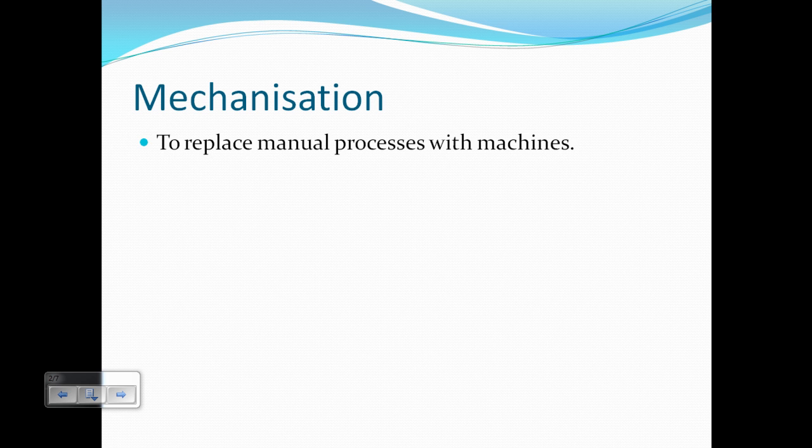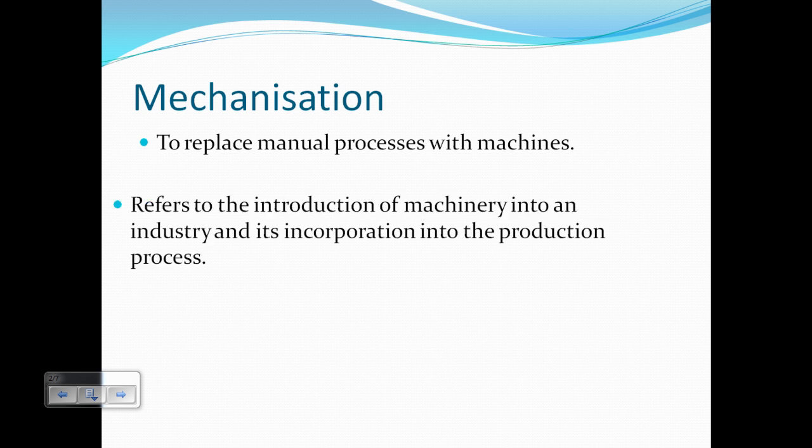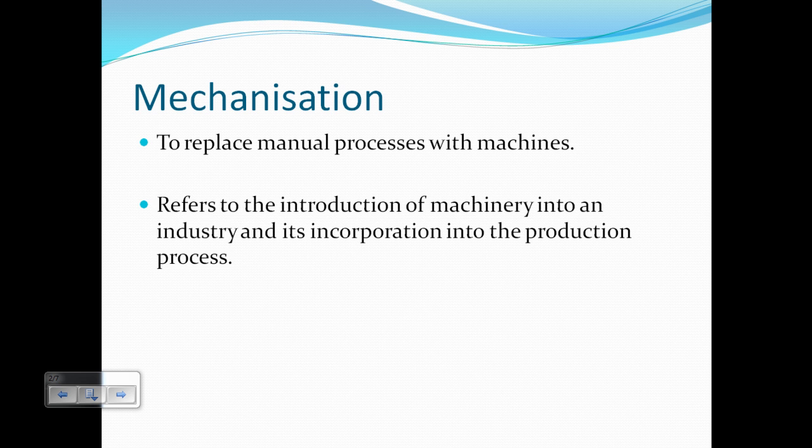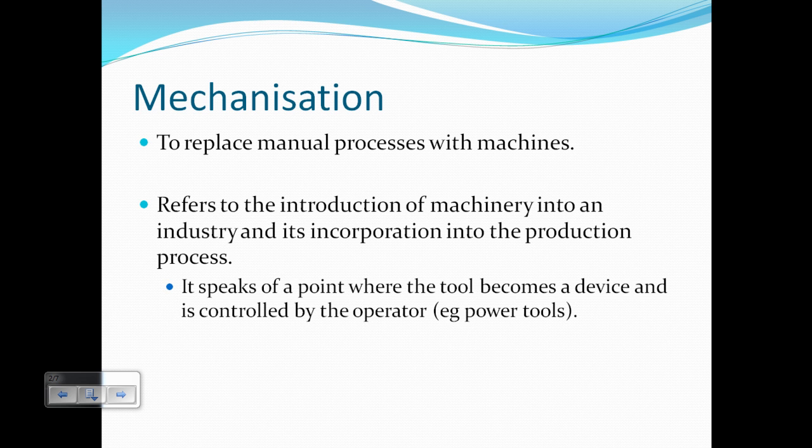And mechanization is when we replace a manual process with machines. So in industry, it means the introduction of machinery into the actual production process. So as an example, if you were in the timber industry and you were using a screwdriver to put all your screws in, you would now start using a power tool. So you're mechanizing the process. In multimedia, we could be talking about using things like graphics tablets to draw. So it's automatically digital format. So it speaks of a point where the tool becomes a device and is controlled by the operator.